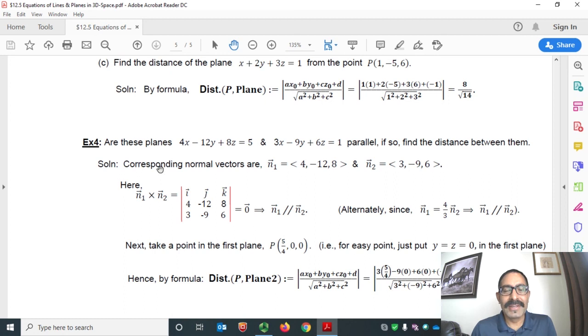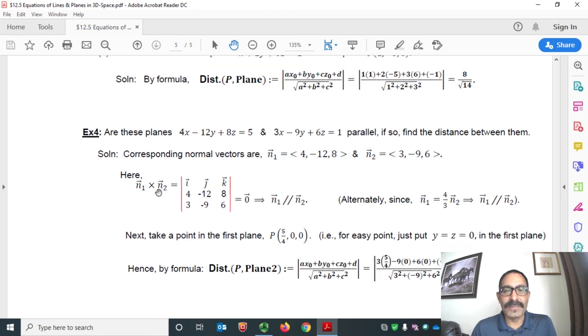So, solution. The corresponding normal vectors are n1 equals (4, -12, 8) and n2 equals (3, -9, 6). Find their cross product, which is 0. So that means the n1 vector is parallel to the n2 vector, which means the corresponding planes are parallel. So we showed these two vectors are parallel. Or we can use an alternate idea also: one vector equals a constant times the other vector.